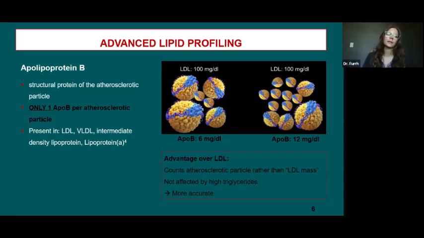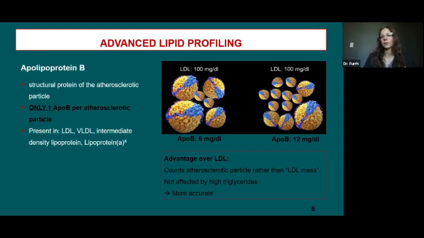Yeah, so this is where it gets really interesting. Apolipoprotein B is actually the structural protein of all the atherosclerotic particles. There's only one ApoB per atherosclerotic particle, which is very important, and that is present in all the bad cholesterol. So LDL, VLDL, intermediate density, and also lipoprotein A, which we'll discuss later on.